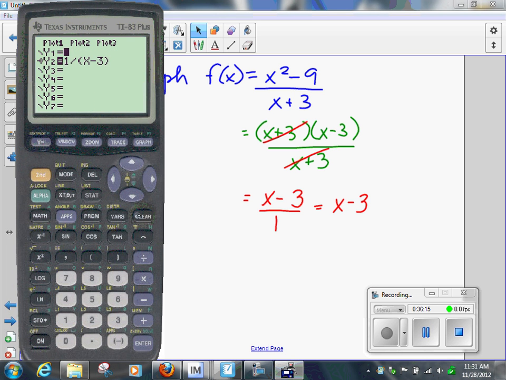Now, something's going to happen. I don't care which one you put in there. Actually, I do care which one you put in there. Put the top one in there. Okay, x squared minus 9 divided by x plus 3. It appears that it's just a straight line, doesn't it? But let's look at the table.